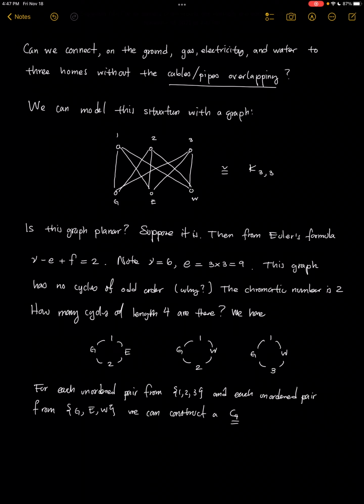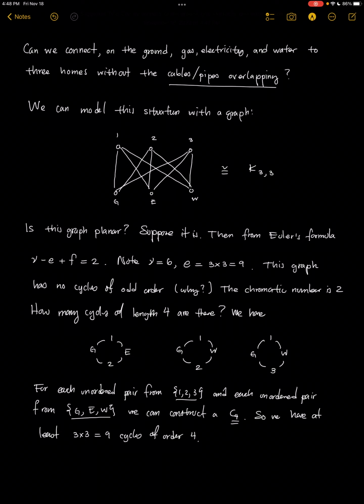But how many are there? Well, how many unordered pairs can we select from here? Well, there are 3 of them. How many unordered pairs can we select from here? Well, there are 3 of them. So we have at least 3 times 3, which is 9 cycles of order 4. Each of them producing a face for this graph.